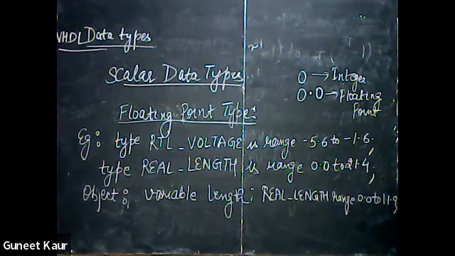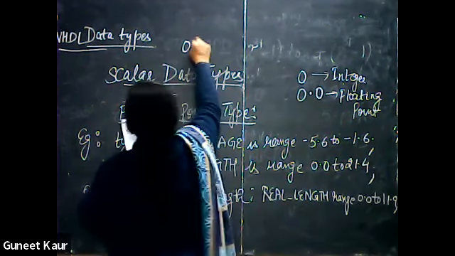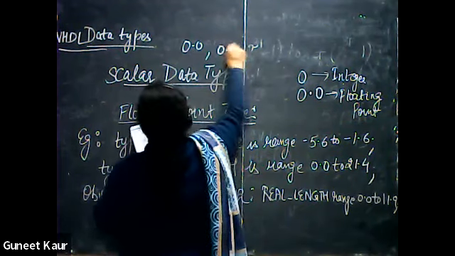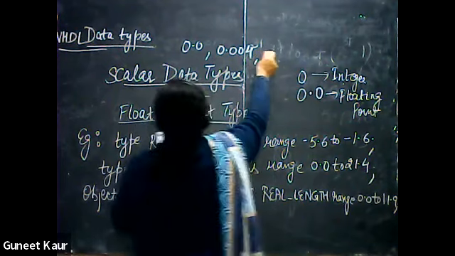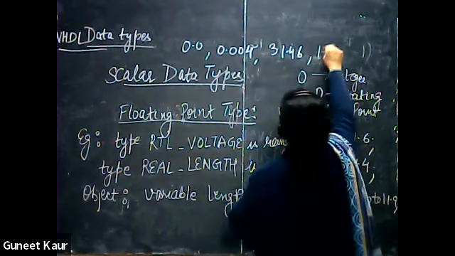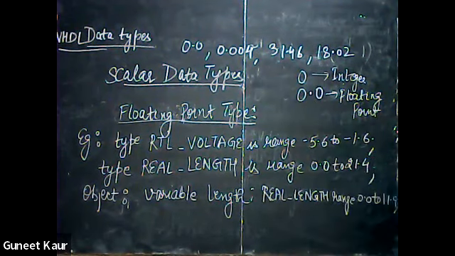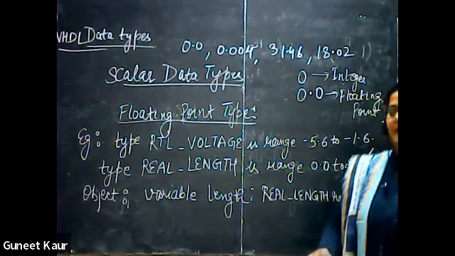Another example of floating point literals can be 0.0, 0.004, 31.46, or 18.02. These are all examples of floating type literals. With this, I have completed the third scalar type, that is the floating point scalar data type.